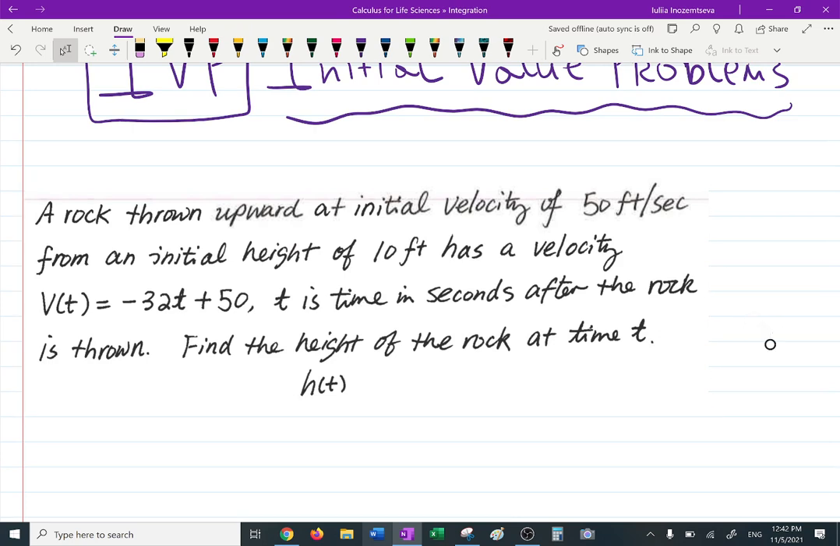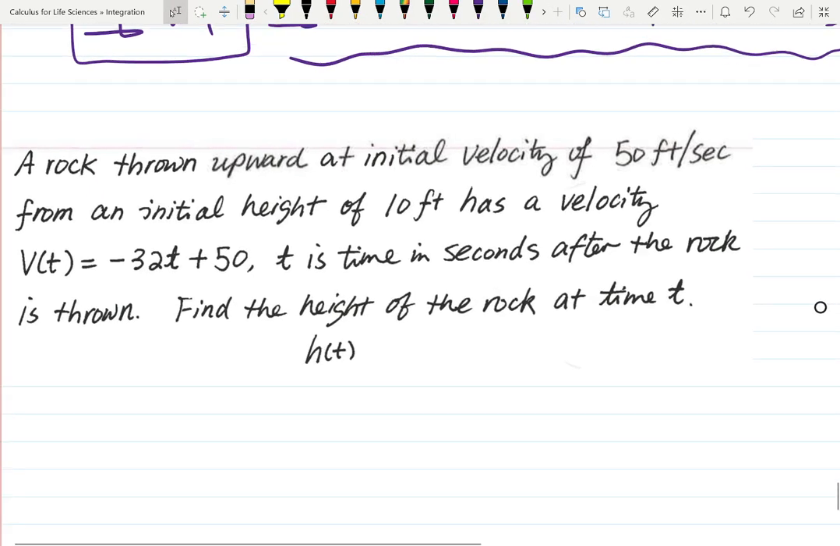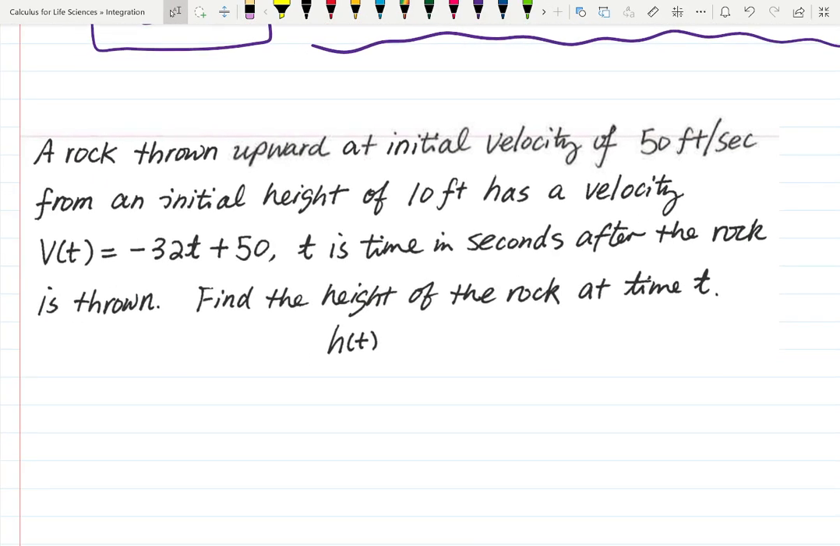So the rock is thrown up and the initial velocity is given, 50 feet per second, from the initial height of 10 feet. Initial height is given. And it has a given formula for the velocity. T is time in seconds after the rock is thrown. Find the height of the rock at time t. And I will have one more question. So let's call this question A.